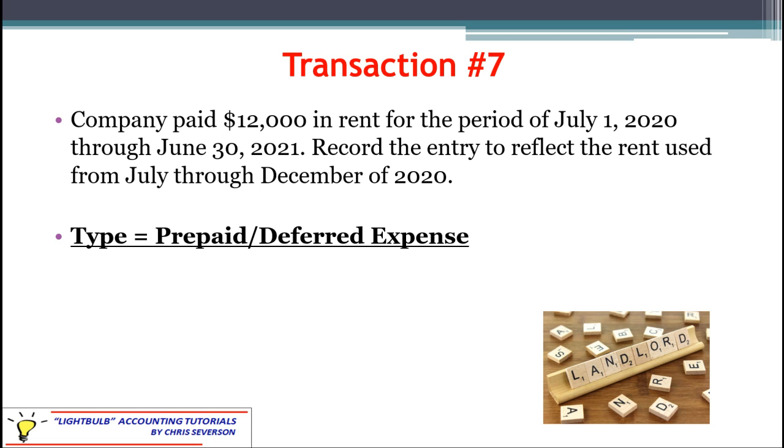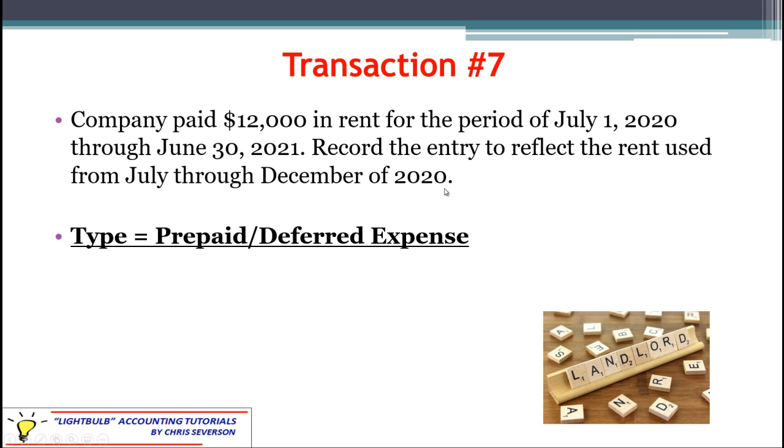We're purchasing something before we've used it. So we have a cash transaction that happens first, and then later on when we use it, we're going to record the adjusting entry. So we paid $12,000 of rent for the period of July 1st, 2020 through June 30th, 2021. Our adjusting entry is just to reflect the rent used from July through December of 2020. Not the full $12,000, just everything from July through the end of the year.